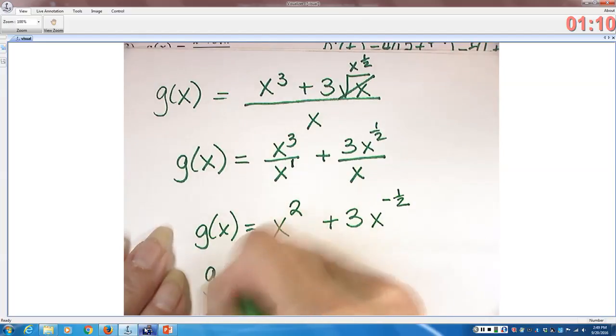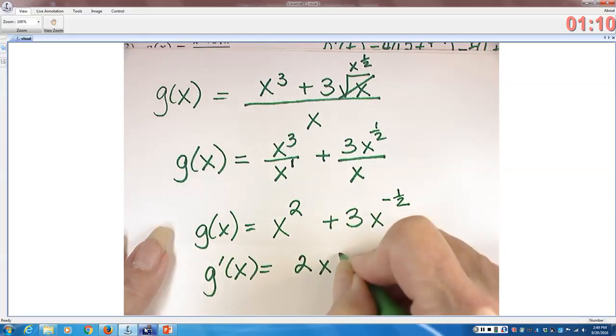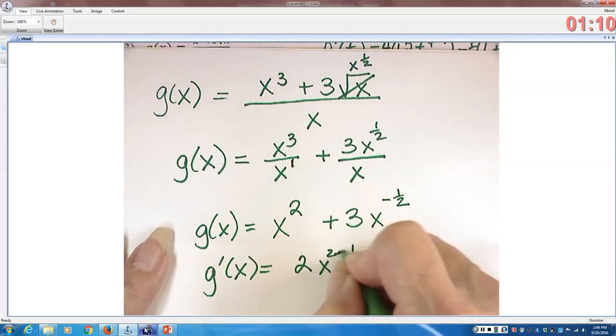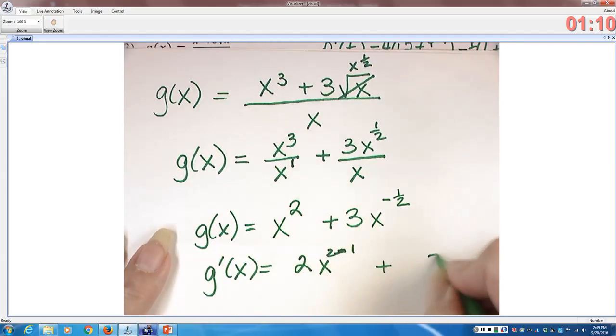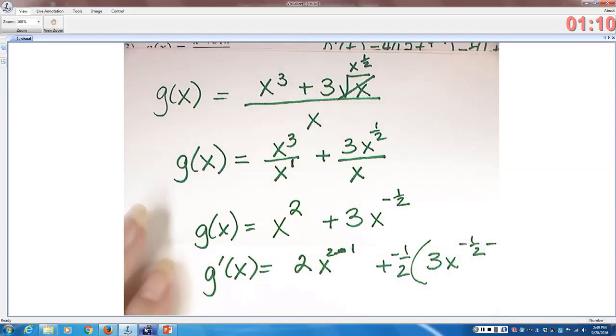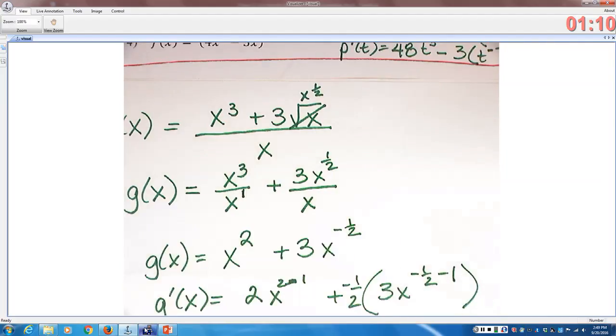So my g prime of x here, drop the 2 and decrease it. Plus 3x to the negative 1/2, drop the negative 1/2, and then decrease it. There's the calculus. Now, wasn't that a whole lot easier than all that other stuff?